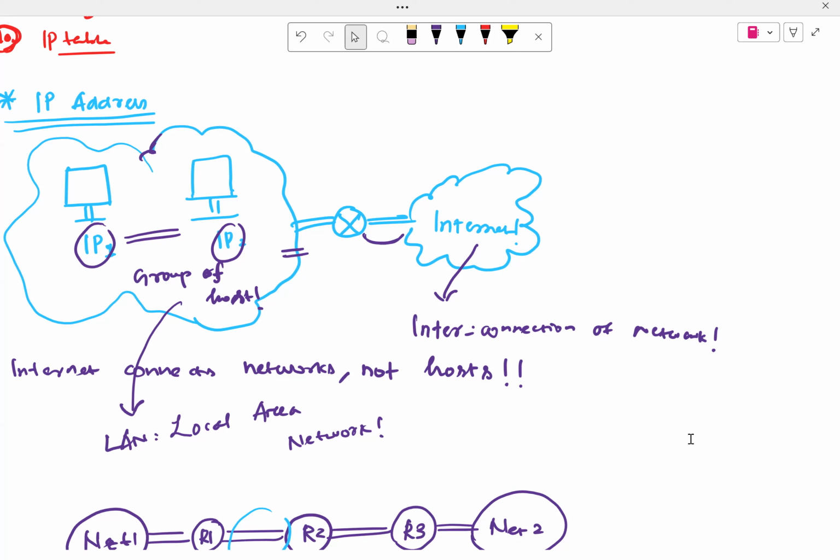I think the BGP one is too long to cover today. There's the message format and all the stuff. It's too big.